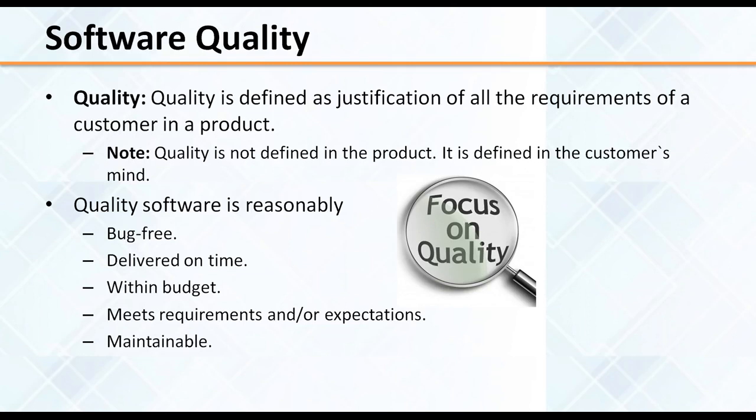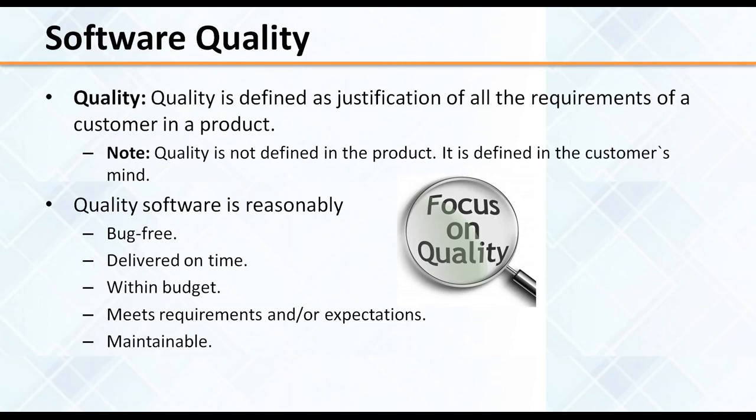So because of that reason, we need to also consider these criteria. Delivery on time, and it should be within the budget, and it should meet the requirements or expectation from the customer, and it should be maintainable. So what is maintainable? Once we release the software in their environment, if they install the software and there are any small bugs, we should be able to immediately fix them, or we have to maintain the software in the long run. So that is all about maintainable.